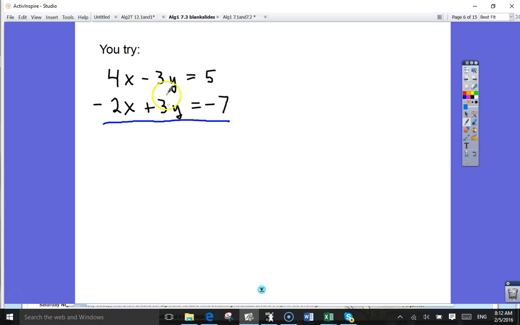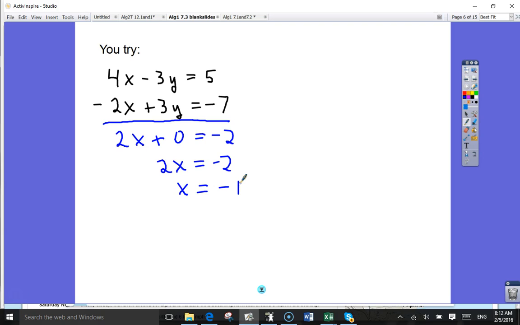these cancel and I get a 0. 2x plus 0 equals negative 2. So 2x equals negative 2, x equals negative 1. Okay, then you got to pick one of these two to plug that in and solve. I'm going to do this one.